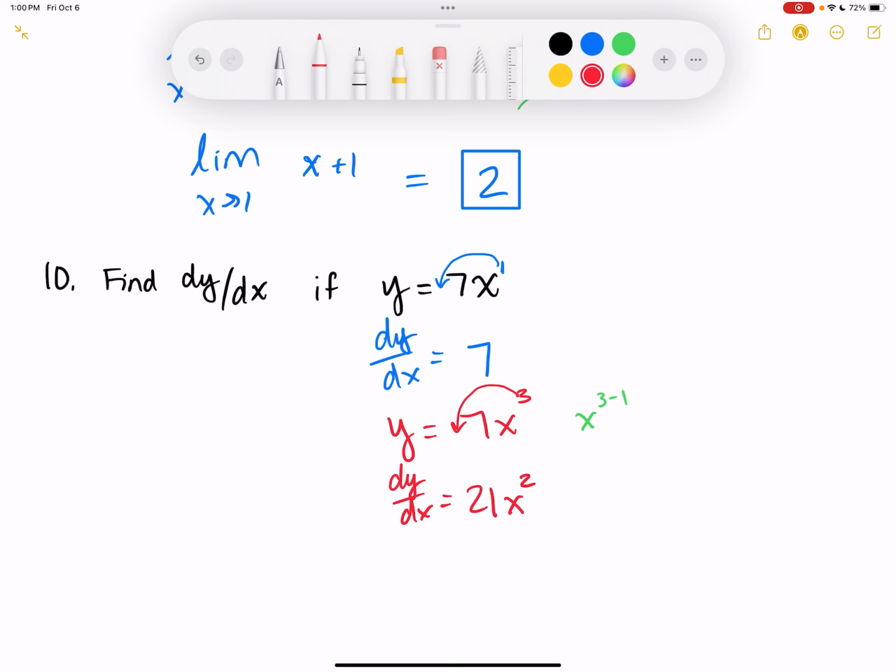So we always take 1 off the exponent. You multiply the exponent by the front, and if it's just a 1, then we just basically throw it out front. And then we subtract 1 off the exponent to do that.